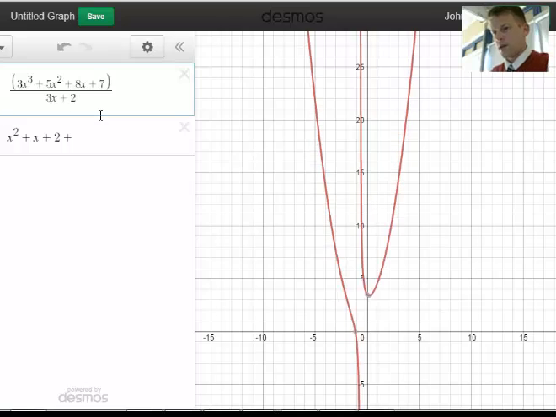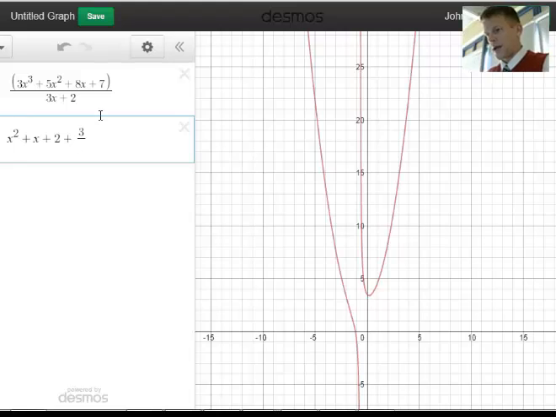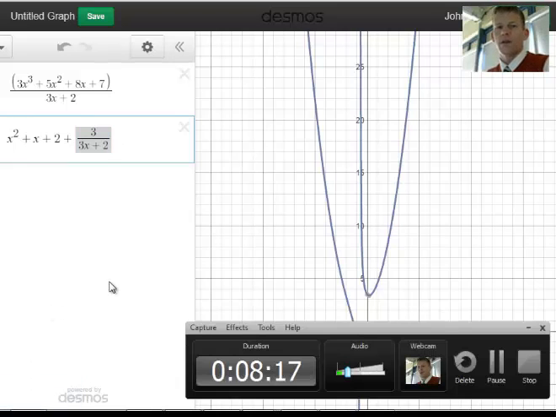If I put in plus 3 divided by 3x plus 2, you can see that now the one function exists in exactly the same space as the other function. Hence, the remainder over the divisor makes up the difference to make sure that the two functions are equivalent. Hope this video helps, and the next video will show us how to do long division much quicker by using synthetic division and finding roots.